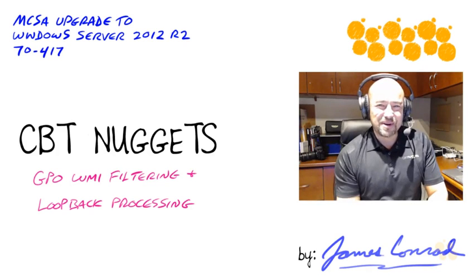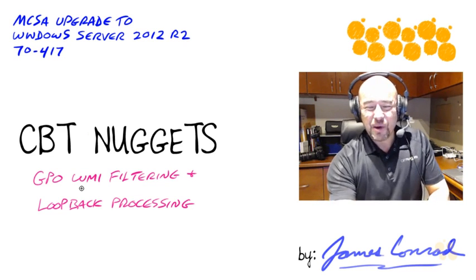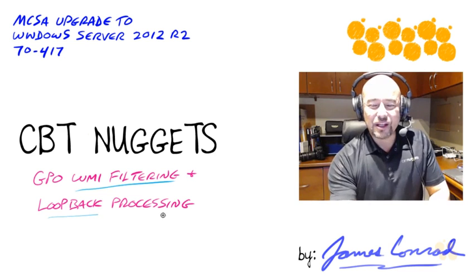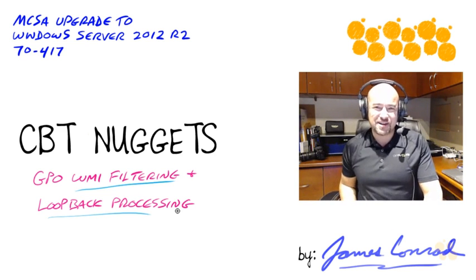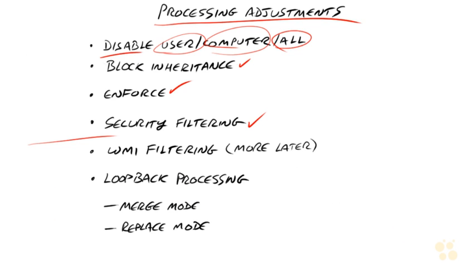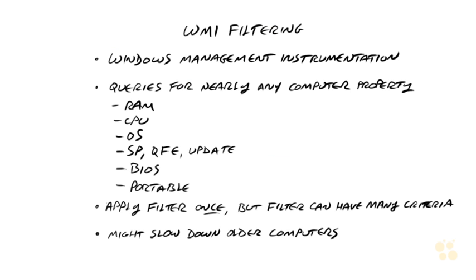In this nugget, we conclude our discussion of group policy objects with WMI filtering and loopback processing. Let's go ahead and get started. All right, in our last nugget, we said that we would continue our discussion here in this nugget of processing adjustments. We'll start here with WMI filtering, and instead of covering it later, I'll cover it now.